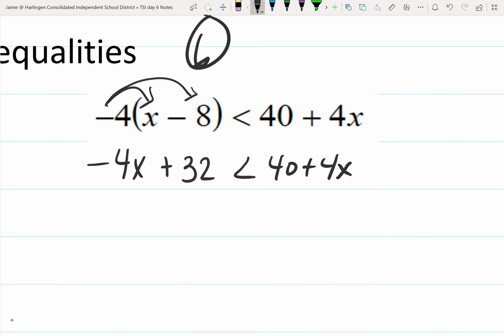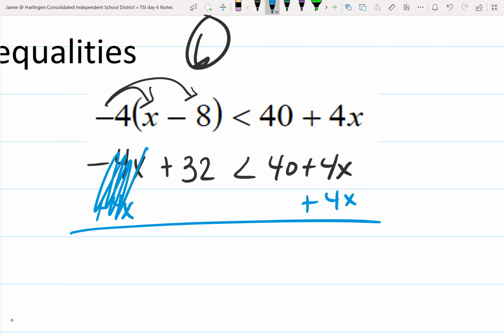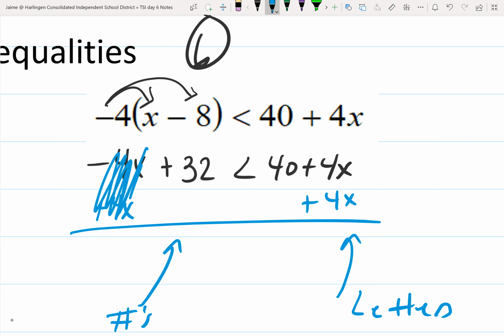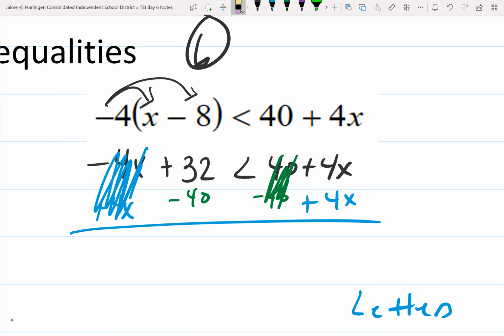Again, x is on both sides. So put letters with letters, numbers with numbers. I'm going to move the smaller one. This is the smaller x. So plus 4x. Cancel that. So right now I have letters on this side, which means that on this side I want numbers. We want them on different sides, right? So then I'm going to move this 40 out of here by subtracting the 40. So no more numbers here. So I have letters with letters, and then my numbers will go with numbers. So now I'm able to solve this.